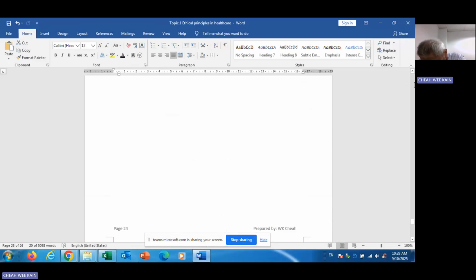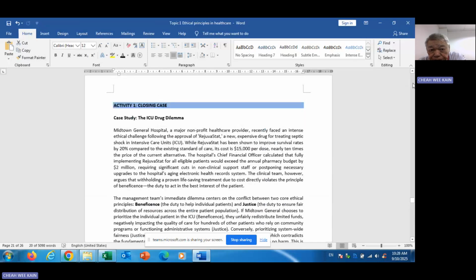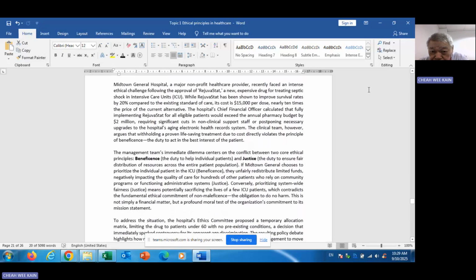Now, I want to close by looking at a case study: the ICU drug dilemma. Midtown General Hospital is a non-profit hospital. So there's some challenge. A new drug comes up, Rejuvestart, but its cost is very expensive.